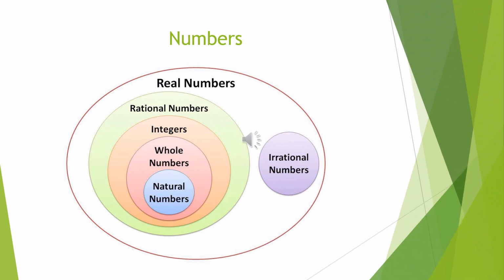In this slide, we are seeing a Venn diagram which contains all the numbers inside. Natural numbers are inside whole numbers, and natural numbers and whole numbers are inside integers, and integers, whole numbers and natural numbers are inside rational numbers. Natural numbers, whole numbers, integers, rational numbers, and also irrational numbers all together make real numbers. So this is what this Venn diagram means.